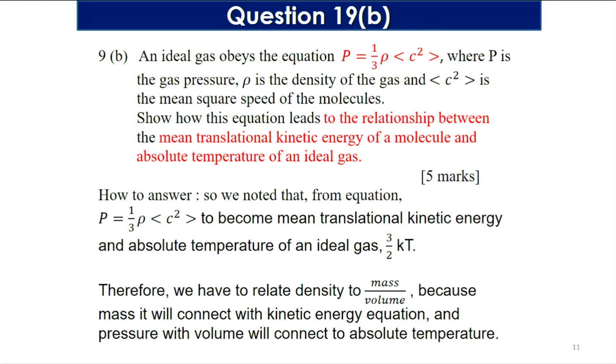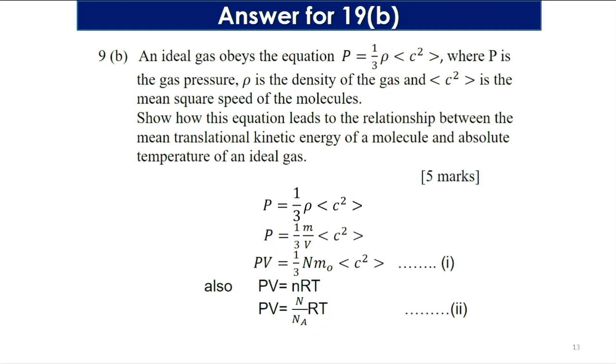And pressure with volume will connect to absolute temperature. Remember that PV is equal to nRT. So let us answer the question. Okay, from P is equal to 1 over 3 rho mean c square, change density to mass over volume. So the equation would be P equal to 1 over 3 mass over volume mean c square. Therefore, we rearrange: PV is equal to 1 over 3 N m naught mean c square. So there goes our first equation.